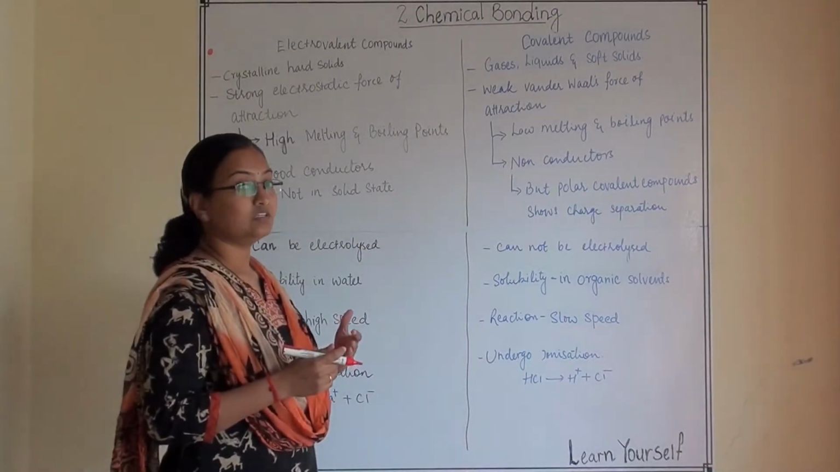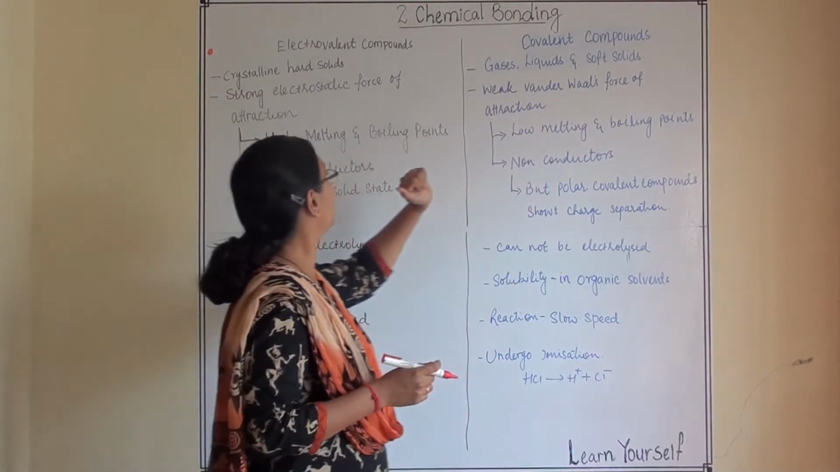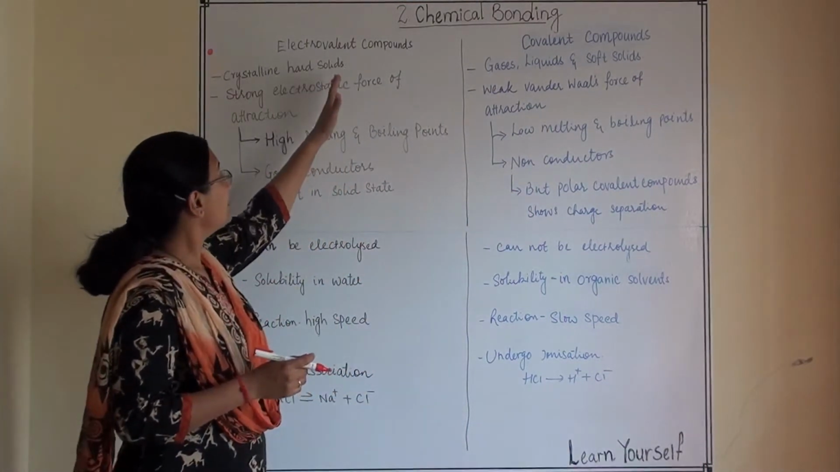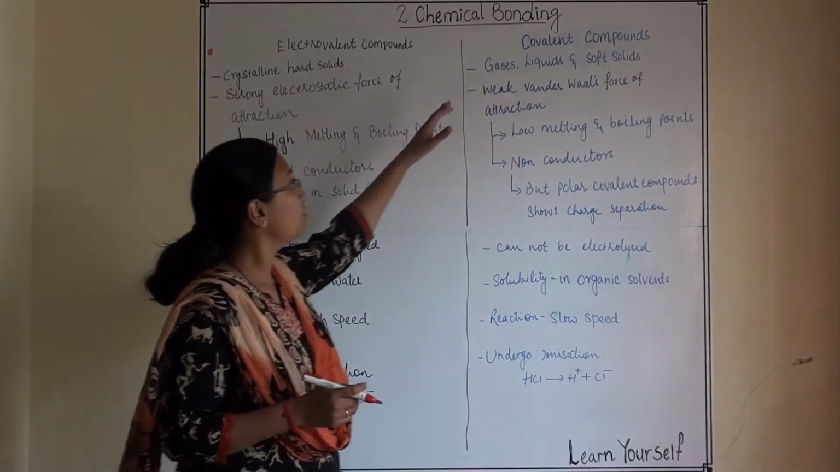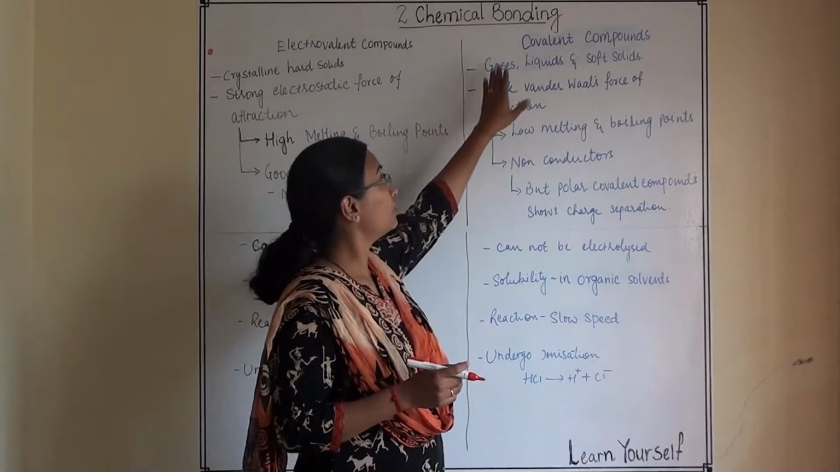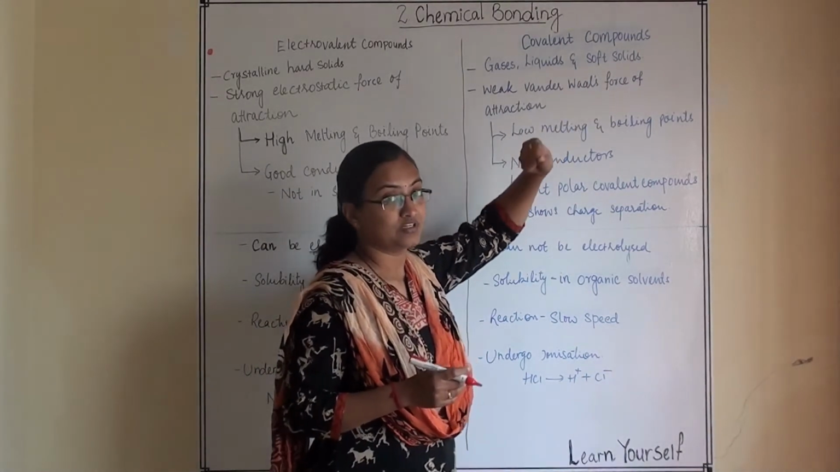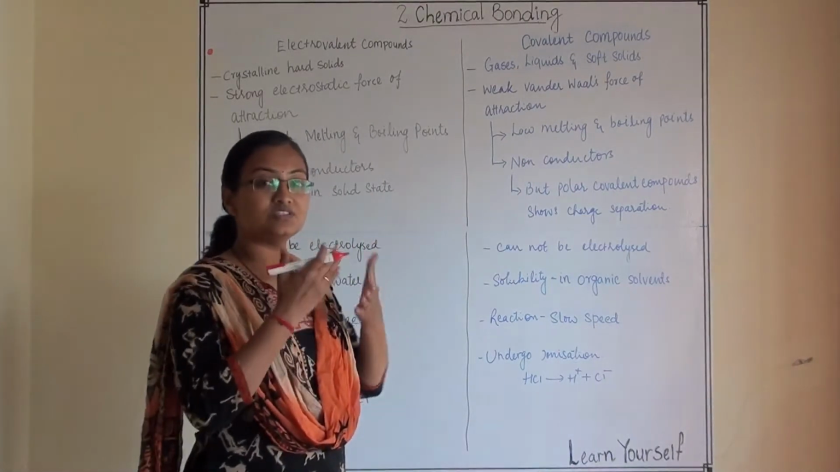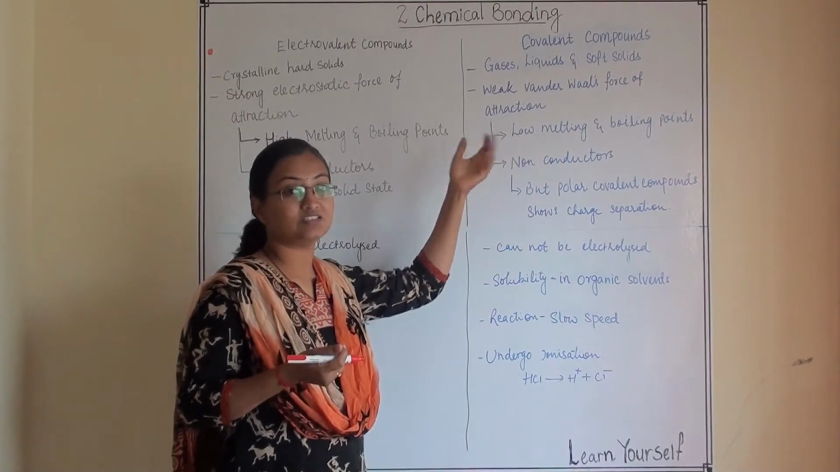Now we will see the difference between electrovalent compound and covalent compound. Generally electrovalent compounds are crystalline hard solids, whereas covalent compounds exist in all three different states: gases, liquids and soft solids. So why is there a basic difference in their state, that these are hard materials and these are soft solids, gases and liquids?